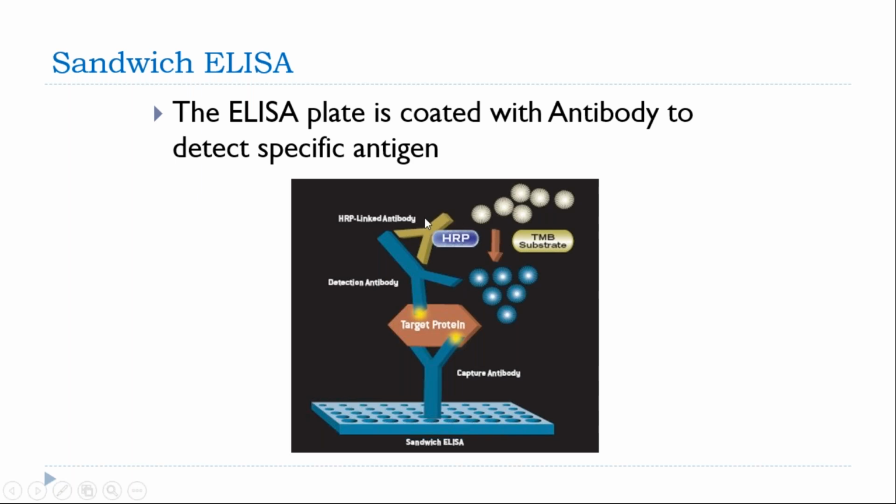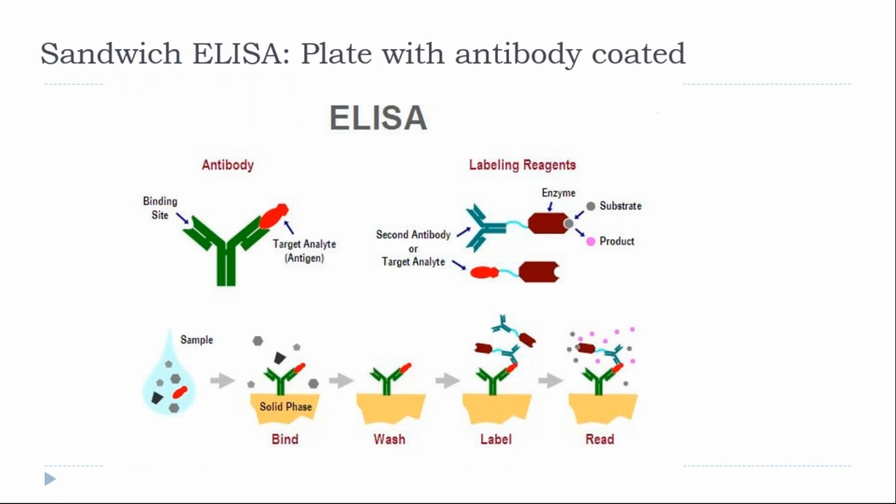Then you add a secondary antibody, which is linked with an enzyme such as horseradish peroxidase. When you add the substrate, wherever the antibody has bound, the enzyme will react with the substrate and a color will be formed. So this explains the sandwich ELISA.